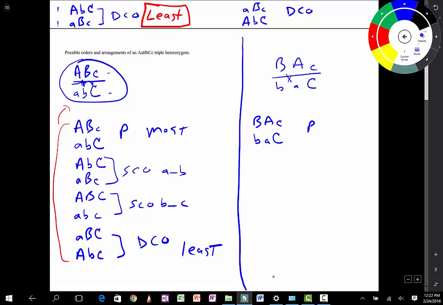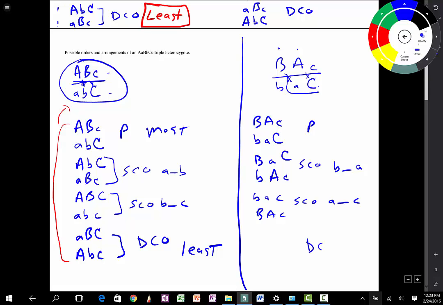A single crossover between A and B, or between B and A, would now give big B, little a, big C, because we're just picking these guys up, and little b, big A, little c. If we get a single crossover here, now we're going to have big B, big A, big C and little b, little a, little c. So this was a single crossover between, we'll say, B and A this time, and this was a single crossover between A and C.